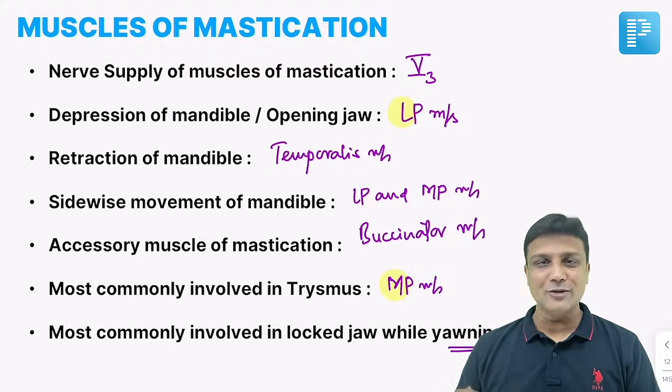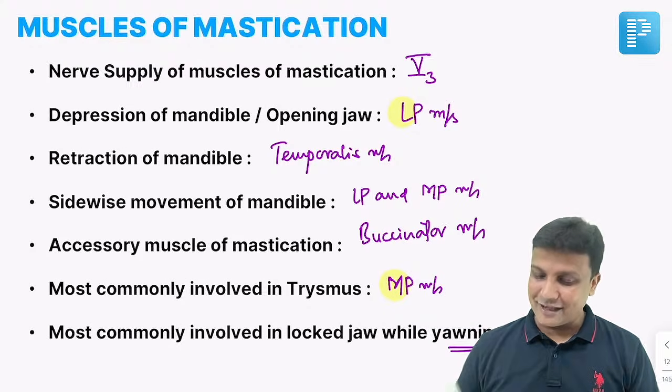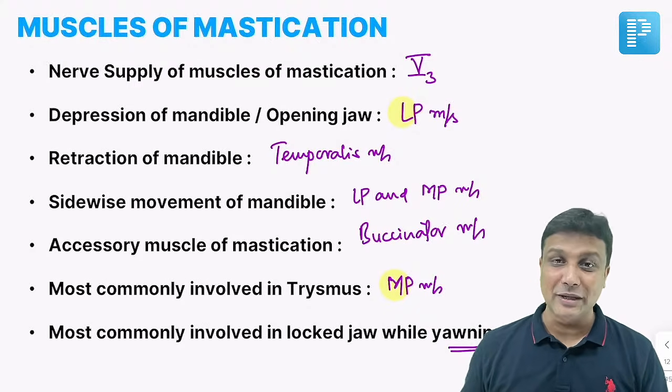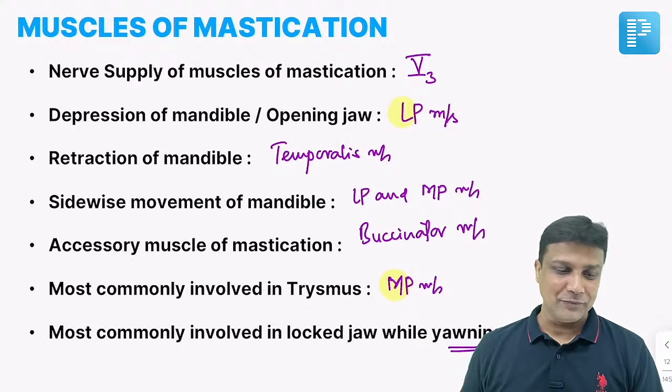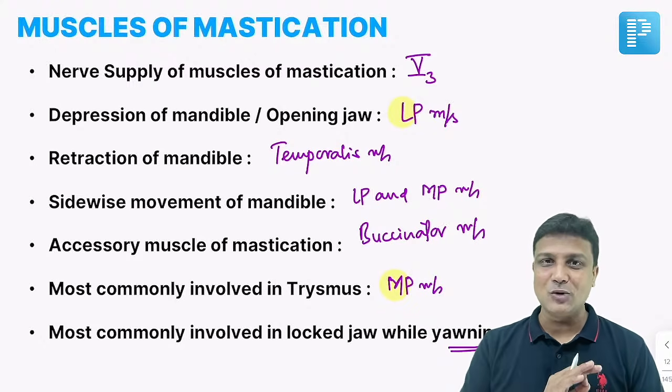Okay, now one more important MCQ here is the muscle most commonly involved in the locked jaw while yawning. So while yawning, what is going to happen? The person is going to open the mouth. Of course, that is done by, yes, lateral pterygoid. So the correct answer here should be the lateral pterygoid muscle. So I hope all the MCQs are covered here. If you follow this, you will be able to answer all the questions from your muscles of mastication, sir.